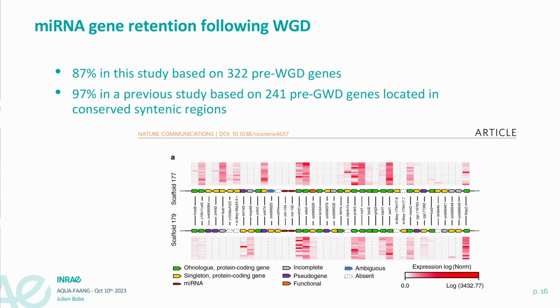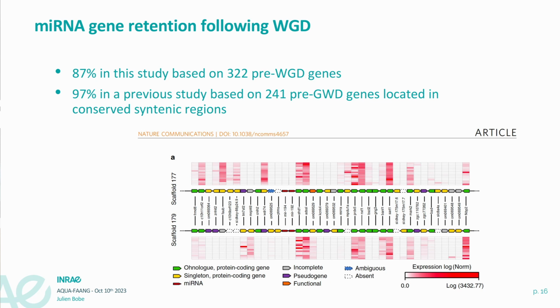Okay, and that's actually what I'm also interested in. And so we have 87% in this study based on 322 pre-whole genome duplication genes. And in the rainbow trout genome paper in 2014, I think, quite a while ago, we came up with 97% of retention, but it was done only on 241 pre-duplication genes, and they were located on highly conserved syntenic regions. Okay, so I mean it's consistent, but it's probably a little bit lower than what we had calculated before.